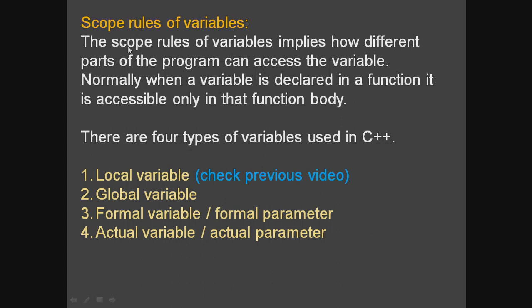Scope rules of variables implies how different parts of the program can access the variable. Normally when a variable is declared in a function, it is accessible only in that function body. So we have seen that. Four types of variables are used. Local variables, so you can check the previous video if you have not watched that. Then today we'll discuss global variable, formal variable or formal parameters, and actual variable or actual parameters. Under that we have the formal arguments and actual arguments.